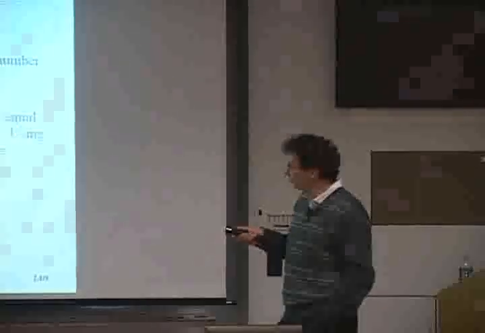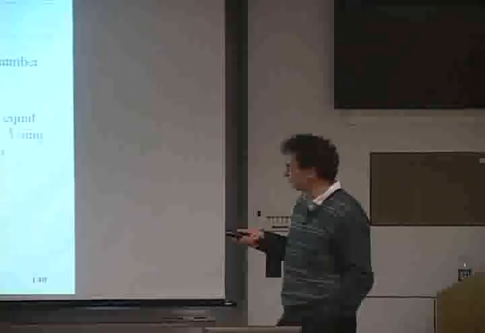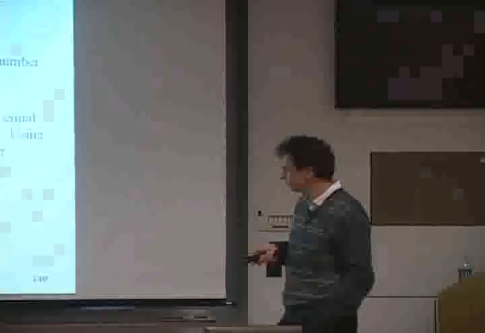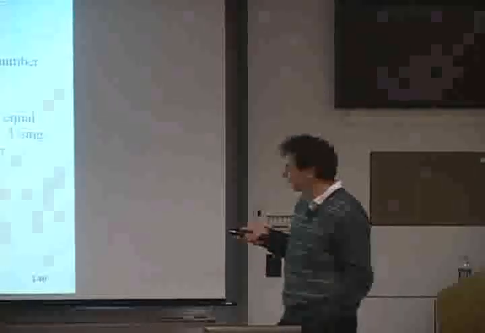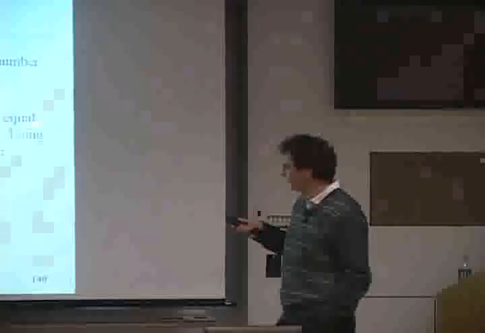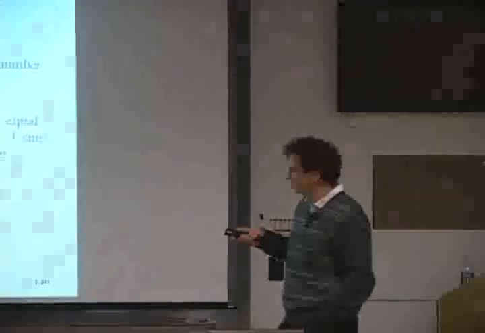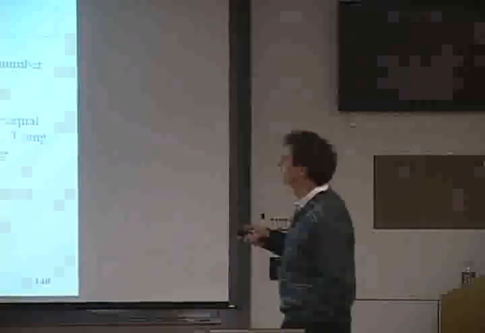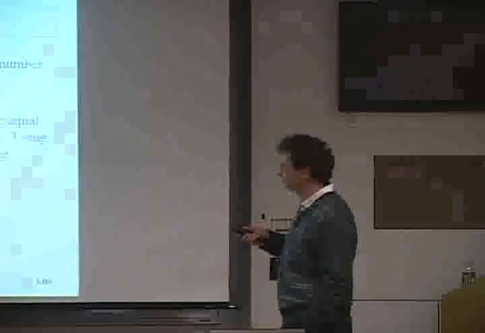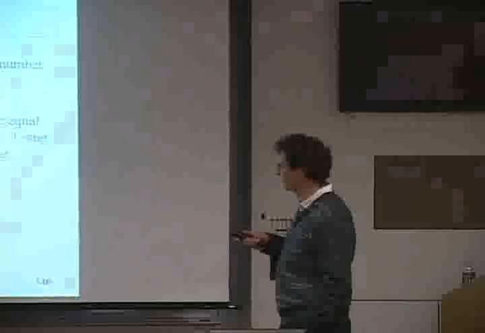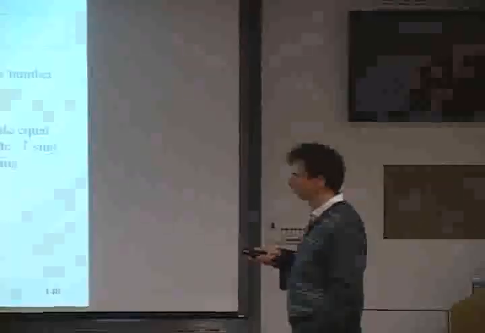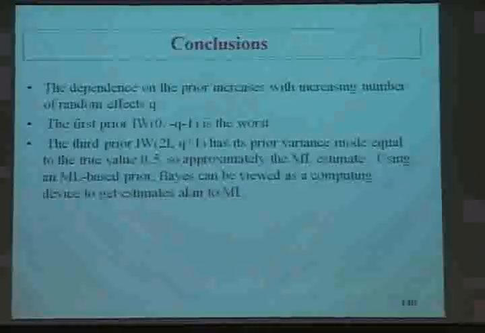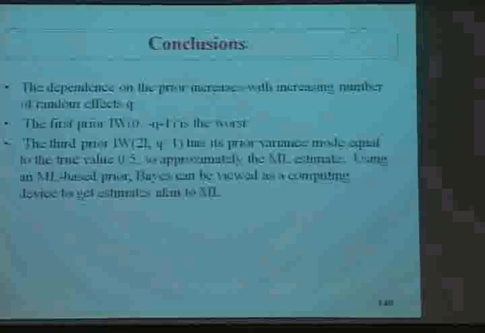So what is it about the third prior that achieved better results than the default prior? Basically, the mode of the prior variance is equal to the true value. Actually, this is flipped here. The mode of the prior variance is equal to the true value of 0.5. So if you had an idea that the value should be around 0.5, you will see this in the results, right?